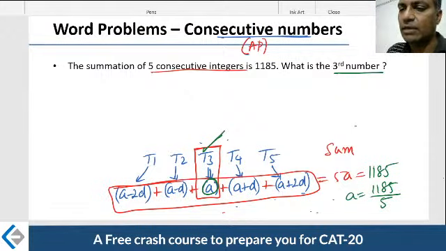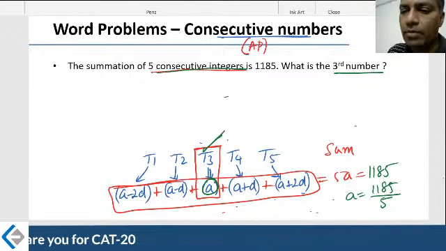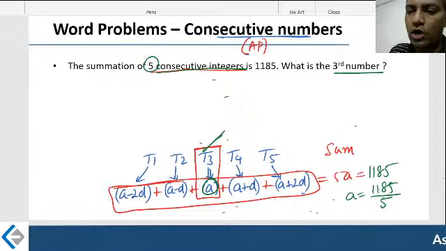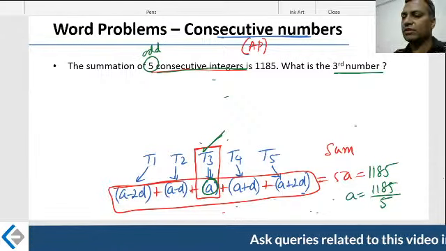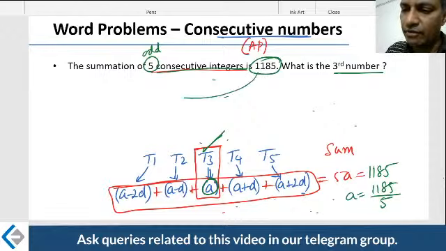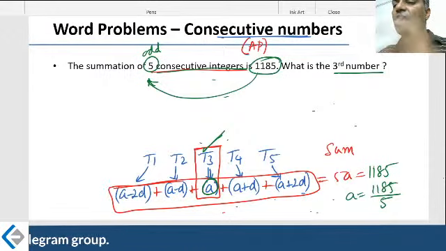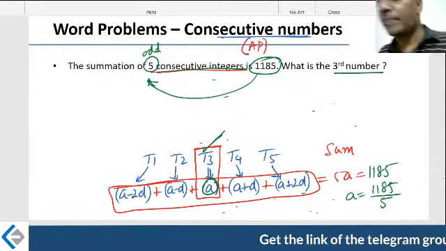See, that's understanding. The moment you understand that consecutive integers are in AP, and when there are an odd number of terms in the AP, the third number is nothing but the middle number, life would have been so easy. You would have simply looked at this number 1185, divided it by 5, and done this mentally. Therefore, I said the concepts we are learning today are part of a larger setup. They need not be questions themselves.